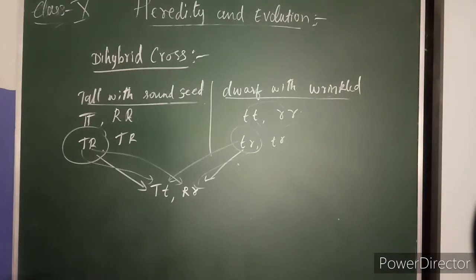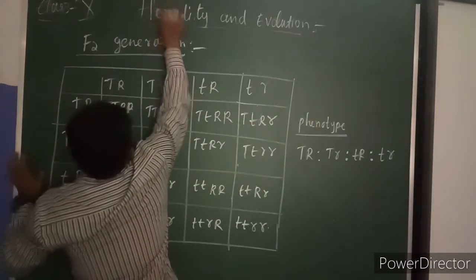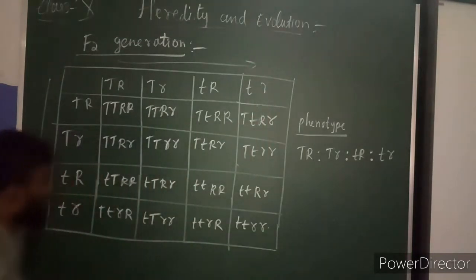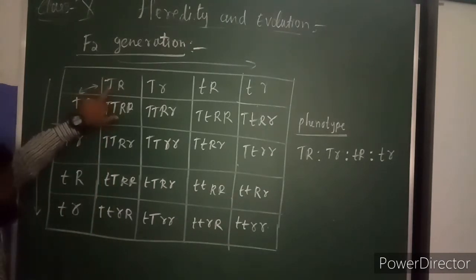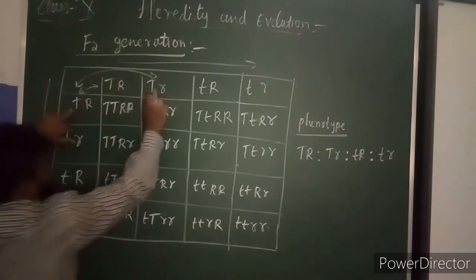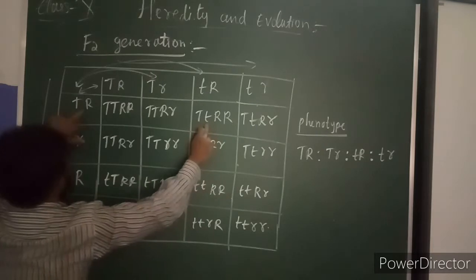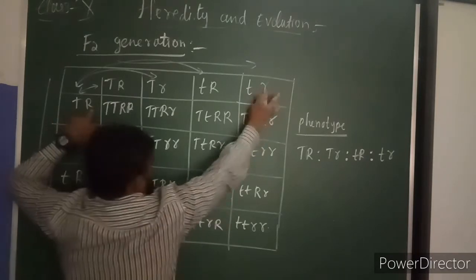Next, I am going to explain the F2 generation. In the table I will explain here. Now I am going to explain the F2 generation. So here we can take the table, only this first row and first column, and multiply this into this. Capital T, capital R, small r. Similarly, capital T, small t, capital R. Again capital T and small t, capital R and small r.